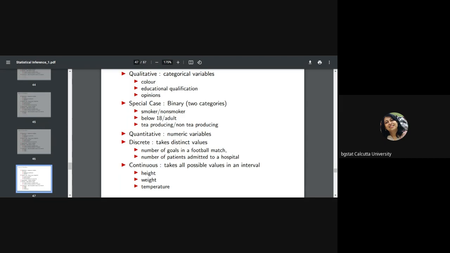We distinguish between continuous variables. So continuous variables are height, weight, temperature, etc. So these variables are characterized by the fact that they can take any value in a certain range of values. A discrete variable can't take any possible value. It takes only a set of distinct values. So the number of goals in a football match can be 0, 1, 2, etc. The number of patients admitted to a hospital, similarly, must be an integer valued variable. So inference will depend on the type of variable.